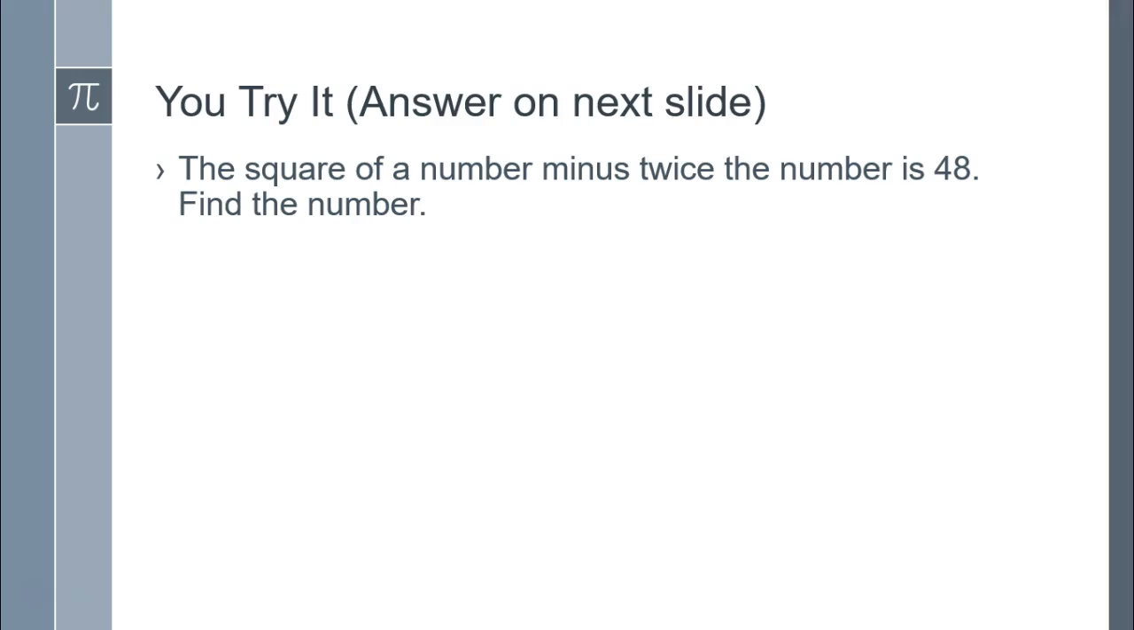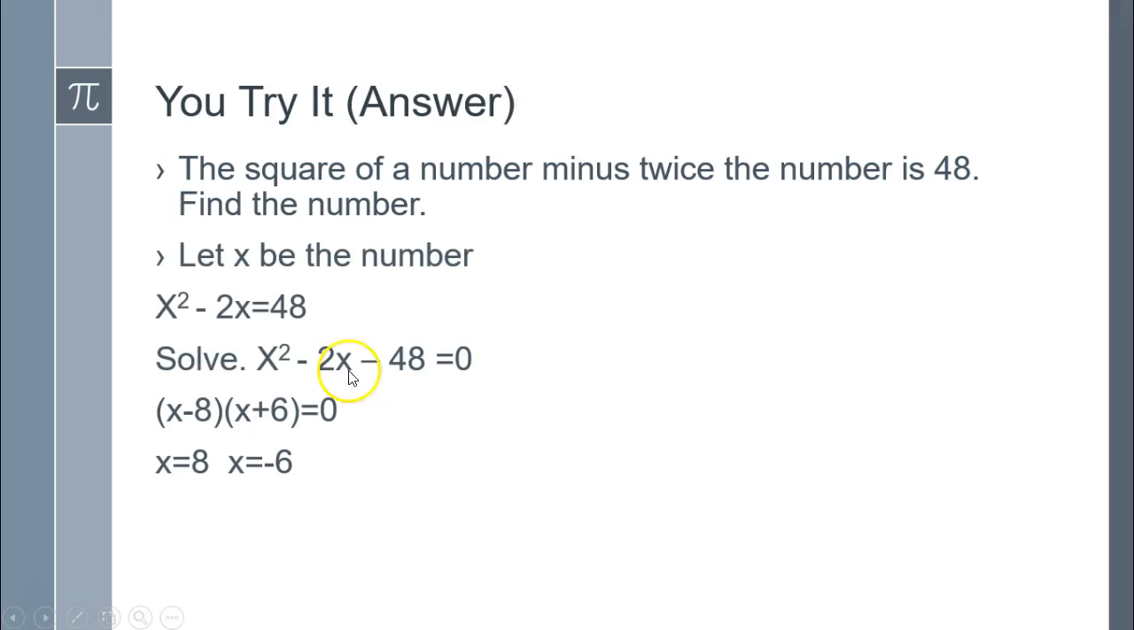Alright, you're back. The square of a number minus twice the number is 48. Well, there is going to be an equal sign. We know that. We need to find the number. x is the number. I'm going to use x to represent the number. x squared minus twice x, which is 2x, equals 48. I have to move the 48 by subtracting 48 from both sides.